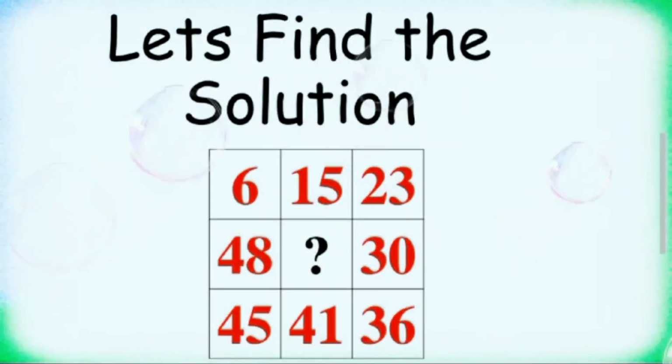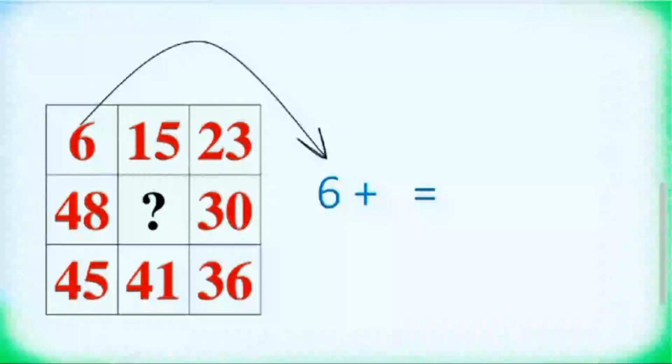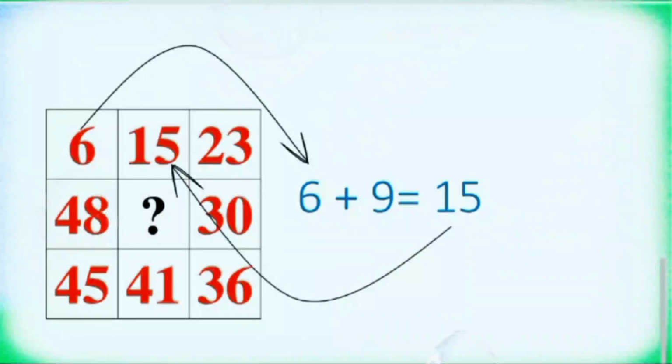Let's find the solution. I'm taking the number 6, which is the first number, and I observed that by adding 9 we can get the number 15. So I'm adding 9 here. I added 9 to 6 and got the number 15, which is the next number.